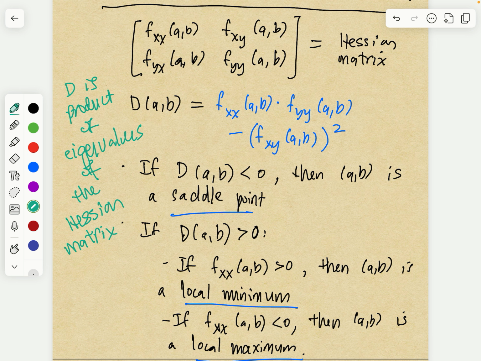So the Hessian matrix here has real entries, and this is a symmetric matrix, and one of the theorems is that when you have a symmetric matrix with real entries, its eigenvalues are real. In general, if you have a matrix with real entries, the eigenvalues might be complex, but when you have a symmetric matrix, it's a theorem that the eigenvalues are real numbers. And the determinant is just the product of those eigenvalues.